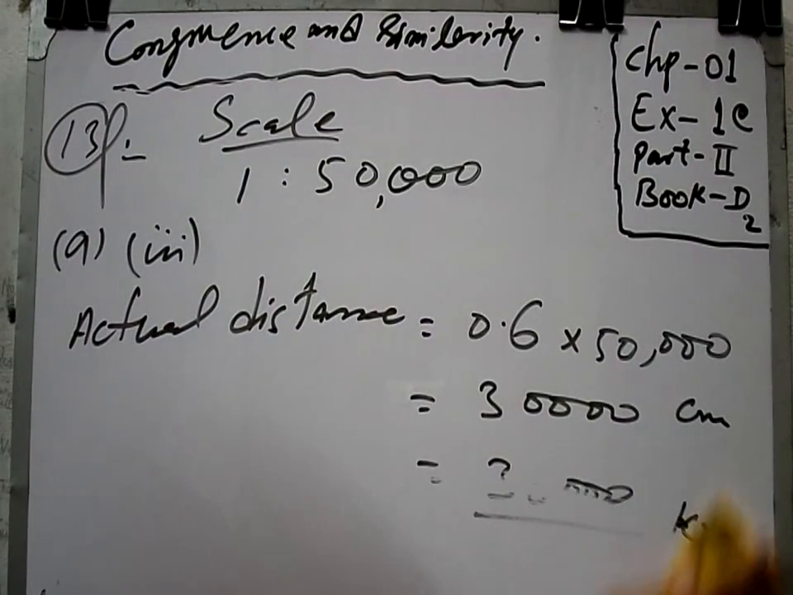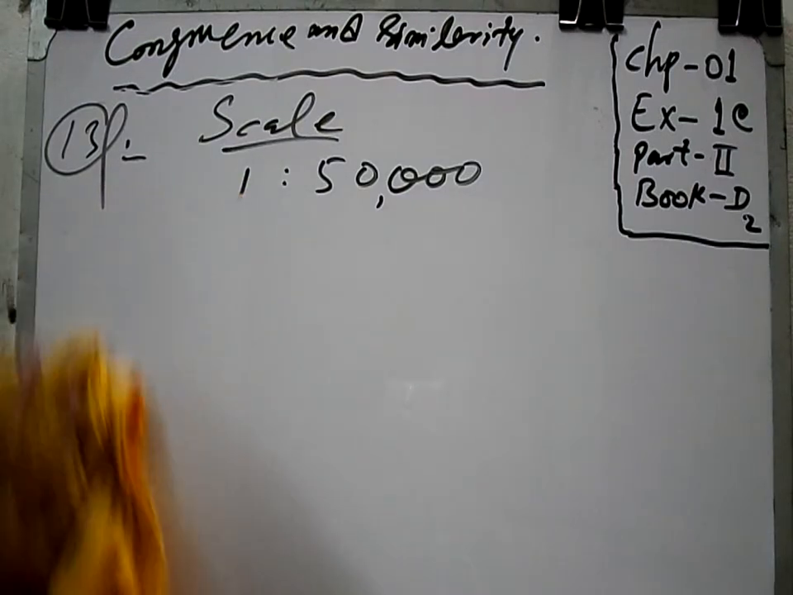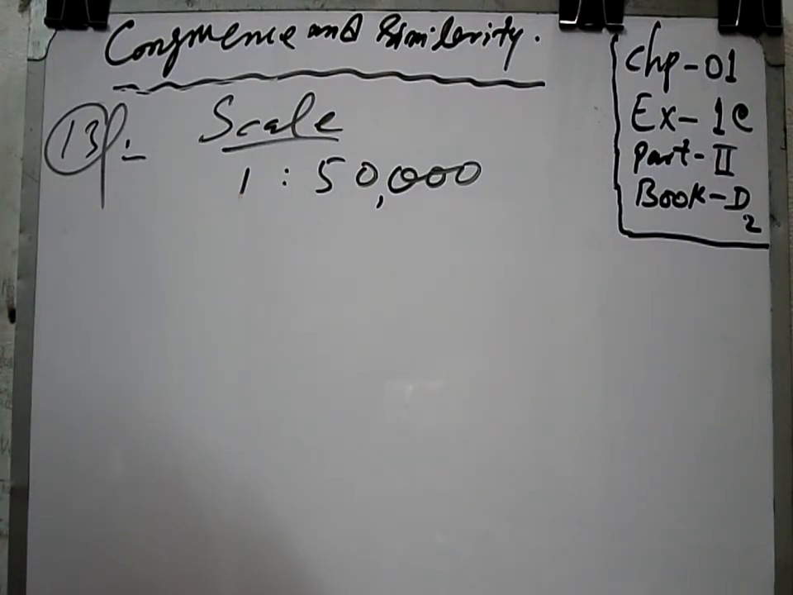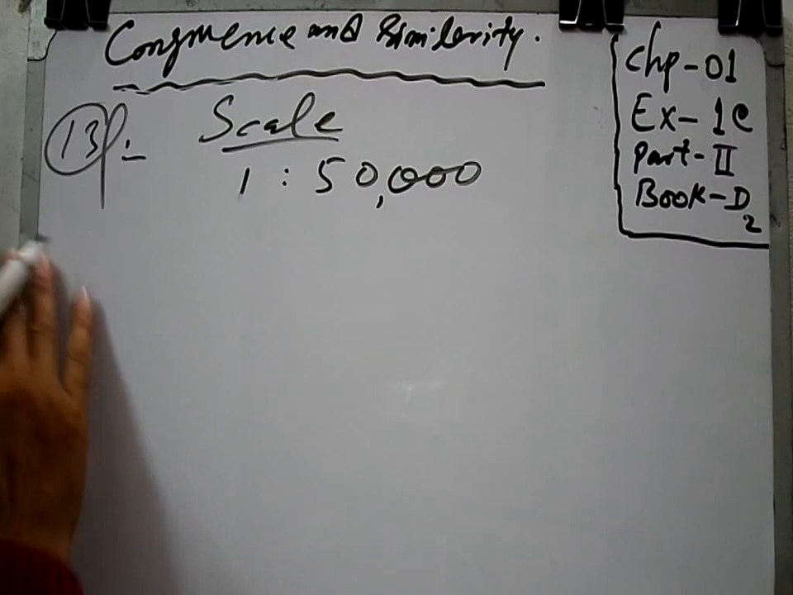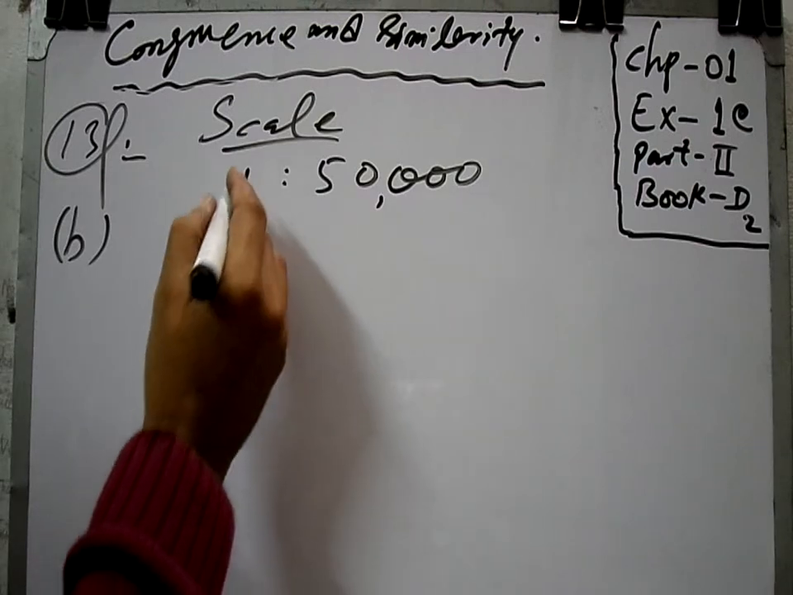Now coming to the B part of the same question. What is the length on map representing the actual distance of? Now it is the reverse process of part number A. Now in B portion, the scale is 1:50,000, that is your scale.